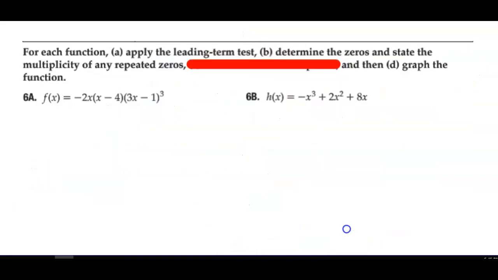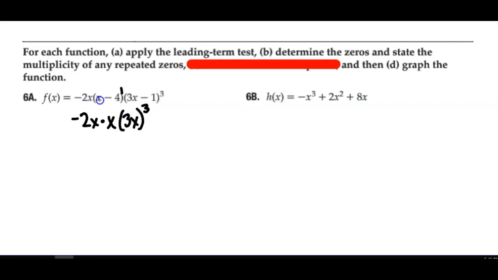All right, 3 last questions. This one says apply the leading term test, which is where you just look at the terms here. This is a negative 2x. This is a plain x, multiplicity 1, or degree 1. This is a 3x that has been cubed.